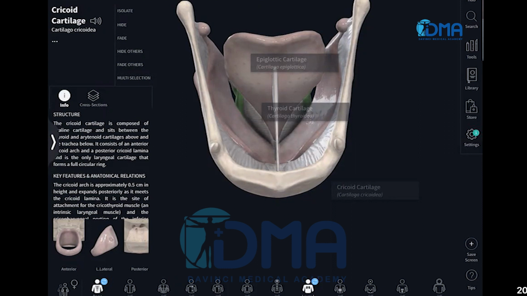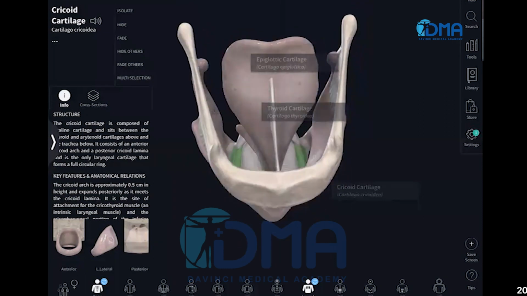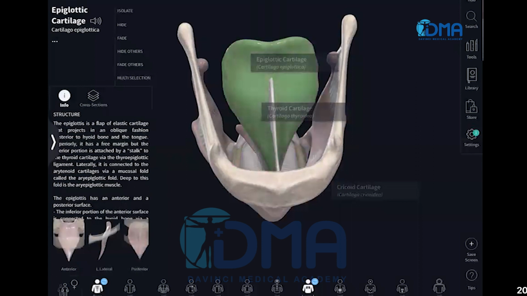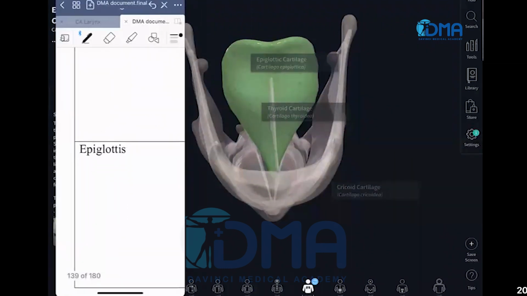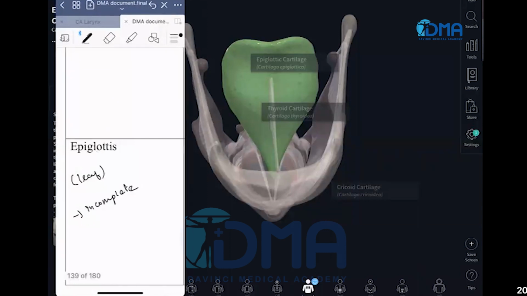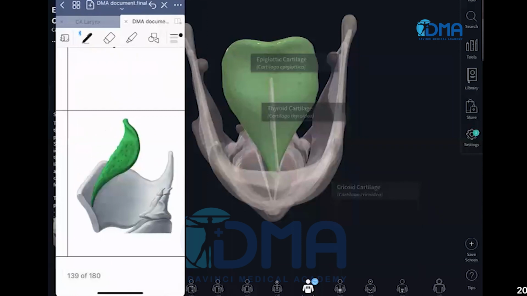Okay, so this is epiglottis. I am having this epiglottis. So can you look into this epiglottis? I'll fade others. Just look at this epiglottis. It looks like what shape? It's a leaf-like shape. It's not a round structure. It is incomplete only. Okay, it is incomplete only, leaf-like shape. Okay, see, it looks like a leaf.